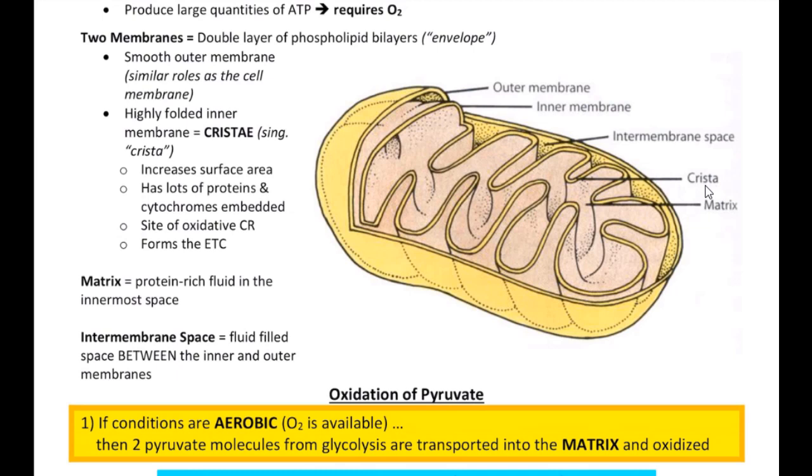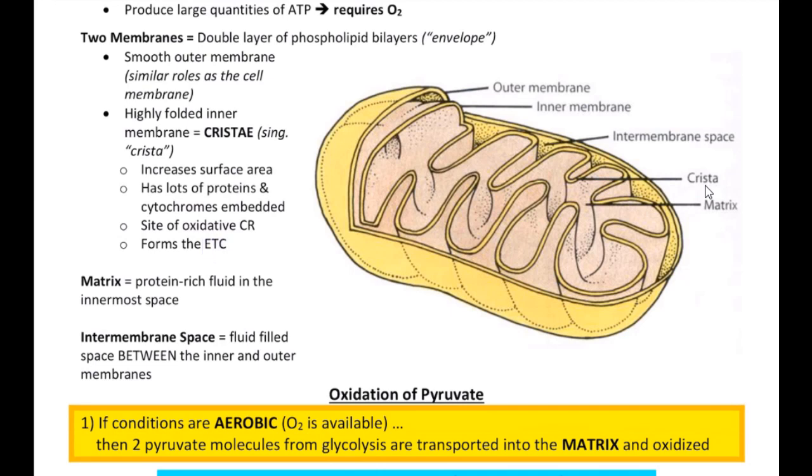So folded because what I want to do is get as much surface area as possible so that I can have tons of proteins and cytochromes, just like the chloroplast had, where you had all these machines laid out nicely to pass electrons through. I want as many of those groups as possible so that I can produce as much ATP as possible. So I can take advantage of as much space as possible to get all these machines in, okay? It is the site of oxidative cellular respiration. Oxidative in this term is referring to the redox reactions, so the bouncing of electrons between these big cytochromes and protein machines. Okay? And that's what we call the electron transport chain, the ETC.